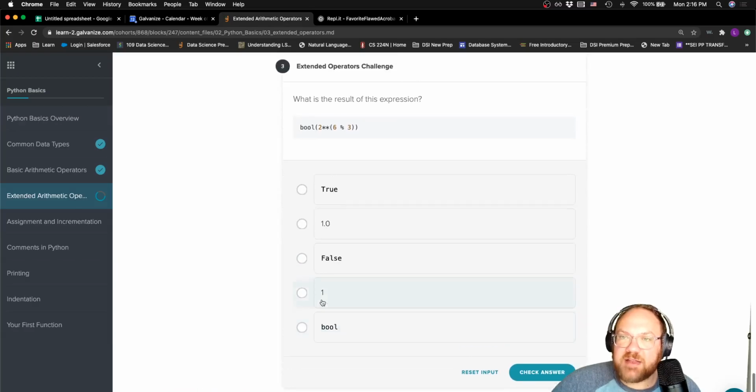And then lastly, we're asking for the result of this expression. So first, order of operations, take care of our parentheses. 6 mod 3, 6 is evenly divisible by 3, so this is actually equal to 0. And then we're saying 2 to the 0th power, anything raised to the 0th power is equal to 1.